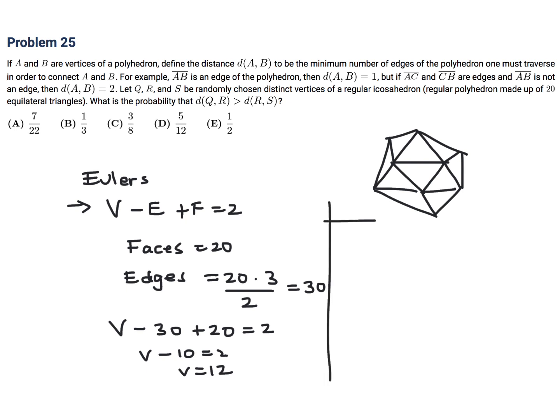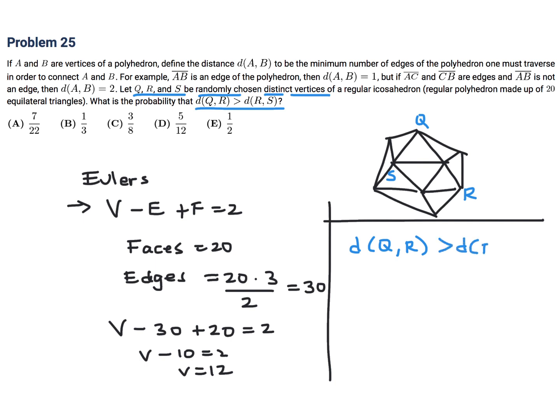I think that's some decent progress, but now we have to actually tackle this. What is the probability of that? The probability that the distance from some random vertices, right? These are randomly chosen, distinct vertices. So the distance between Q and R, wherever Q is and wherever R is, I have no idea. There's Q, there's R, S might be here, who knows. We want the distance from Q to R to be greater than the distance from R to S. And I'll just call that probability P.